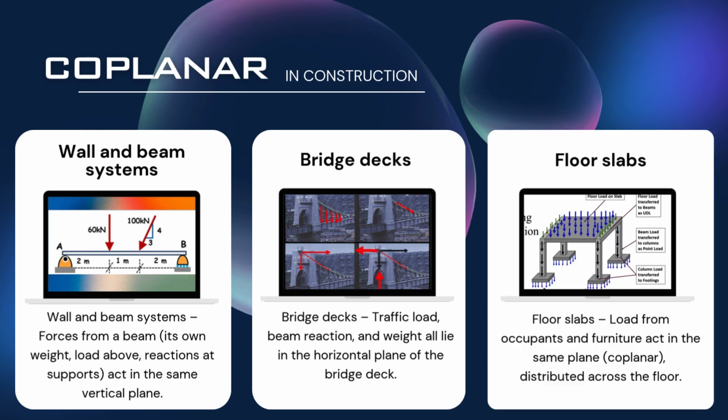Example 3. Floor slab. For a floor slab in a building, the load from people and furniture creates downward forces. These are balanced by the upward reaction forces from supporting columns or beams. All these forces act within the same horizontal plane of the slab. In each example, the key point is coplanar forces act within the same flat surface, either horizontal or vertical, depending on the structural element.